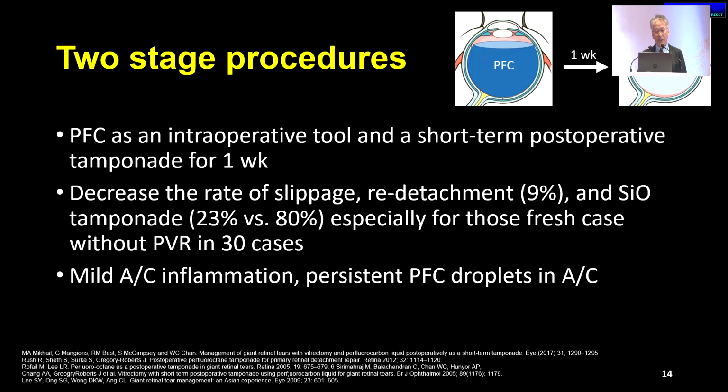By doing this, they decrease the rate of slippage, which is 0% for this kind of procedure, and they have a redetachment rate of 9%. They have a silicone oil tamponade for only 23% of these patients, compared to 80% with the traditional one-stage procedure, especially for those fresh cases without macular involvement.